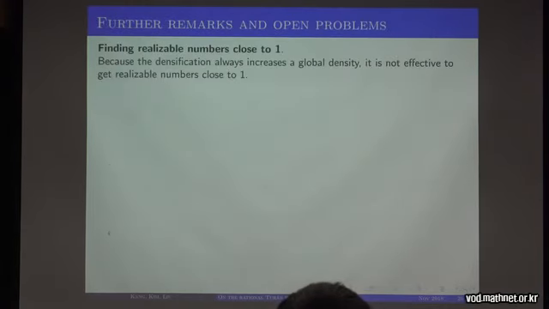So let me end with some further remarks and open problems. We extensively use the densification lemma, which is effective in getting realizable numbers close to 2. So we want to find some realizable numbers which are very close to 1.